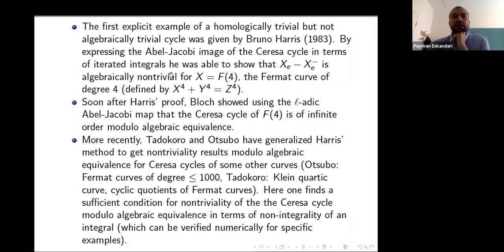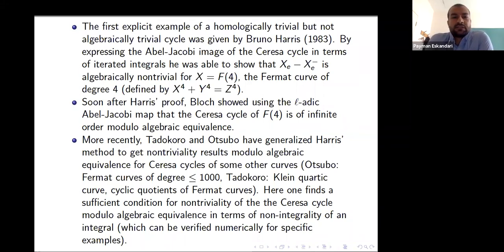And the way this was done was as follows. These ideas are going to appear later on in this talk too. He was able to express the Abel-Jacobi image of the Ceresa cycle in terms of iterated integrals, and for Fermat curves these things become really nice. Exploiting that, he was able to show that for a Fermat curve of degree 4, the Ceresa cycle is not algebraically trivial. Shortly after, Harris-Bloch, using an elliptic argument, were able to show that the Ceresa cycle of F4, the Fermat curve of degree 4, is in fact of infinite order modulo algebraic equivalence.